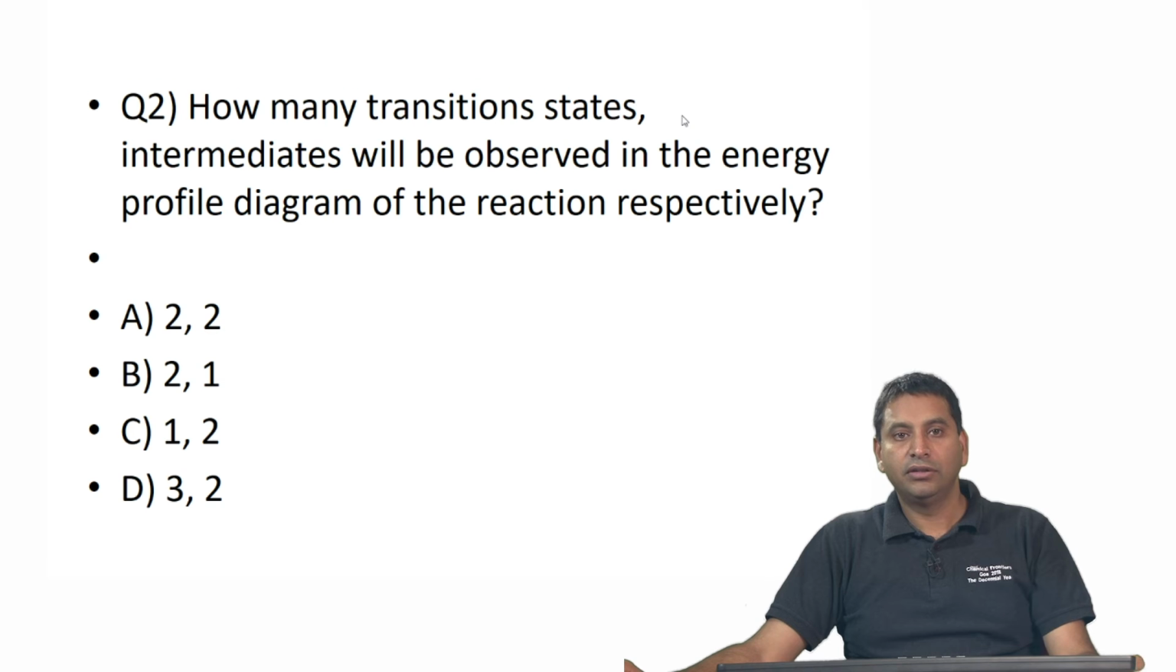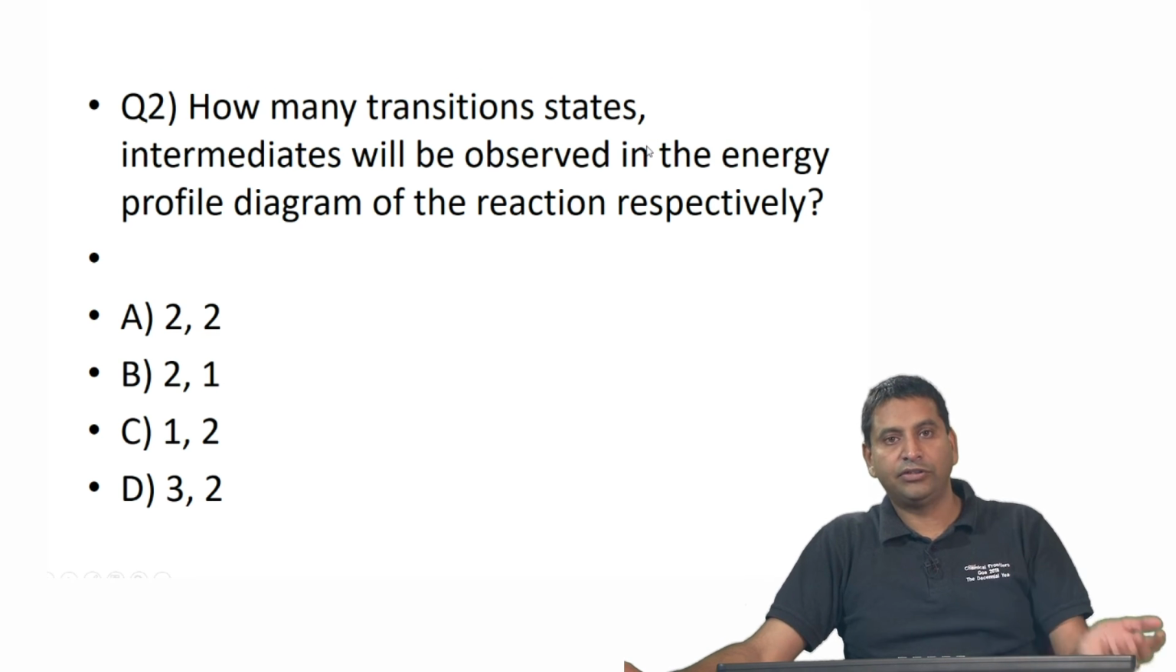So, the next question is with regard to the energy profile. The question is, how many transition states and intermediates will be observed in the energy profile diagram? Before we get into the answer, let us now draw out the energy profile. Before we draw the energy profile, we should first draw out the complete mechanism. Okay. So, the mechanism is as follows.